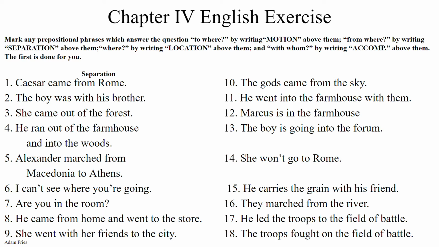Number two, the boy was with his brother. So the verb is was, that's a linking verb. So we are linking this subject, the boy, because that's who was with his brother. We have a linking verb here. This is a predicate, not a predicate nominative, but a predicate. We have a subject, and then we have this predicate. Predicates can be prepositional phrases, like with his brother. We could also say the boy was in Britain, the boy was in Gaul, the boy was in Africa. So another prepositional phrase. This is an ablative of accompaniment. You should write accomp, an abbreviation for accompaniment, above with his brother.